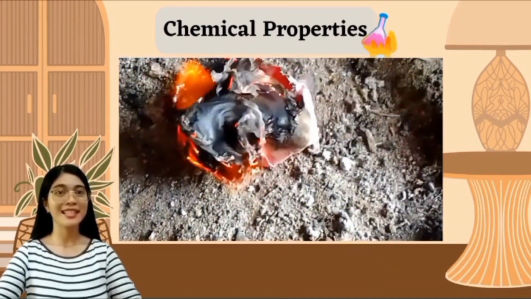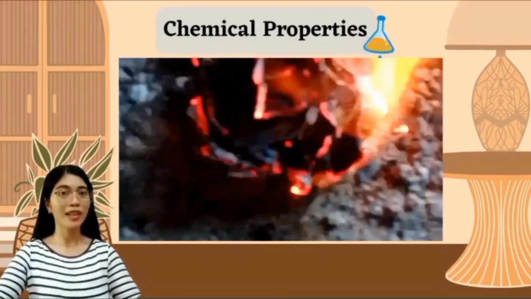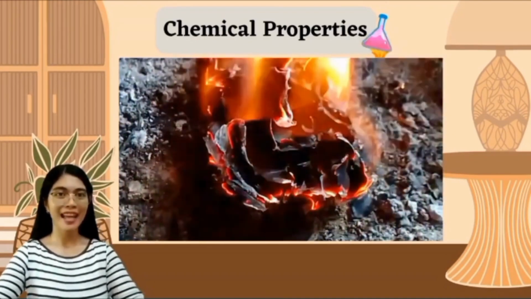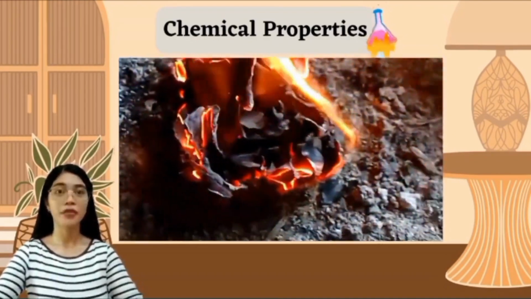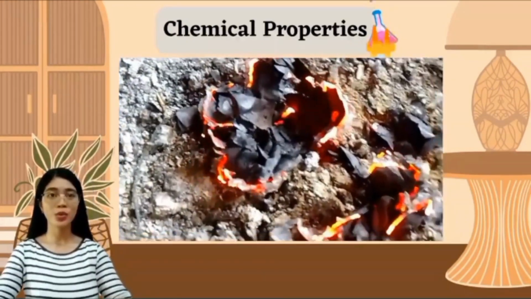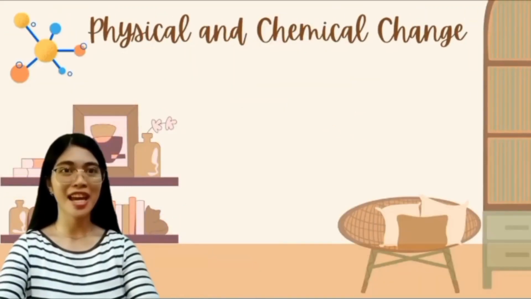If I want to test its chemical properties, I need to change it to something else. When I lit this paper on fire, it would change the fact that it's paper, and it would turn into something else, from paper to ashes, by flammability. Now, this would also bring us to different ways we can change matter, the physical and the chemical change.